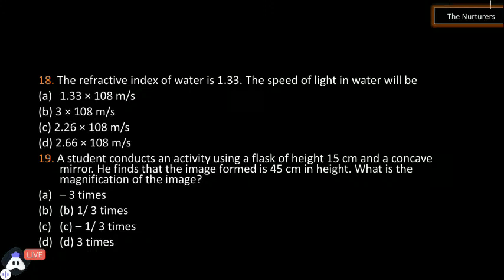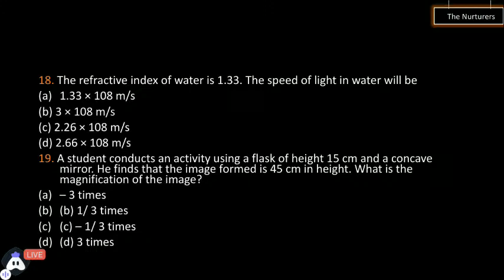Okay. The refractive index of water is 1.33. The speed of the light in water will be. Now, they have given you the refractive index. You need to calculate the speed of light in water.